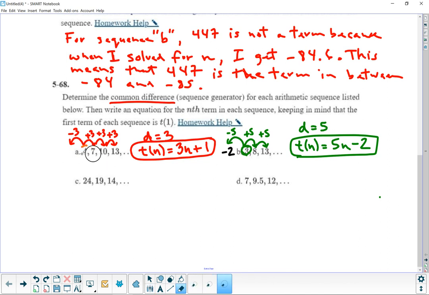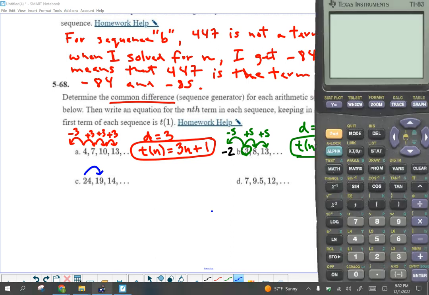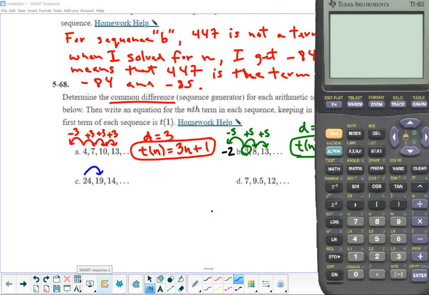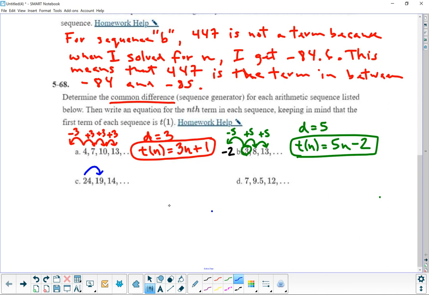Okay, blue. So this one, from 24 to 19, it looks like, let's see, 19. If you want to know what's going on and if it's an arithmetic sequence, you take the second number, 19, and you subtract the first number, 24, and that gets you negative 5. So what's happening is from 24 to 19, I'm doing negative 5.